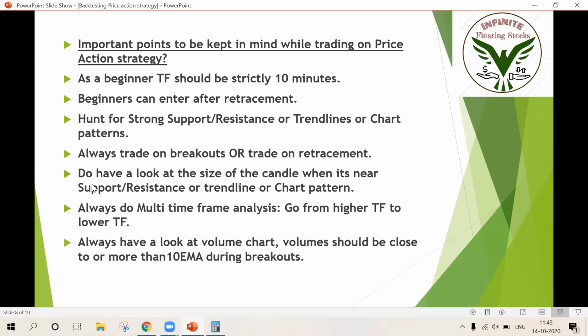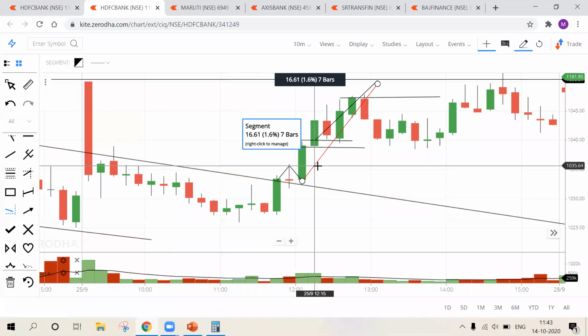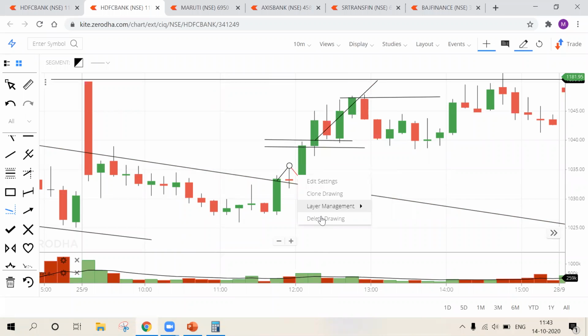And do have a look at the size of the candle when it's near a support and resistance level, a trend line, or a chart pattern. I already told you, if the size of the candle is big, what to do and what not to do. In this scenario, look at this.